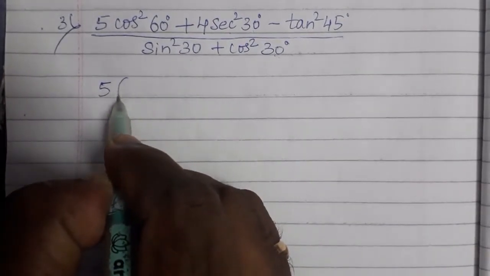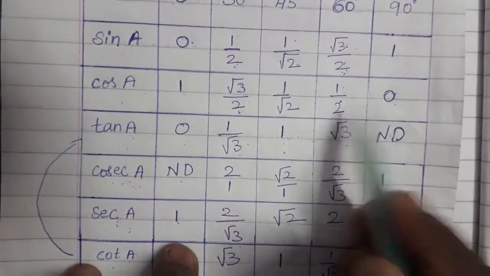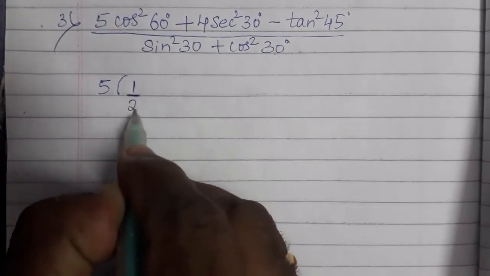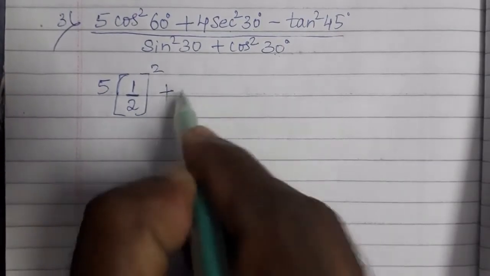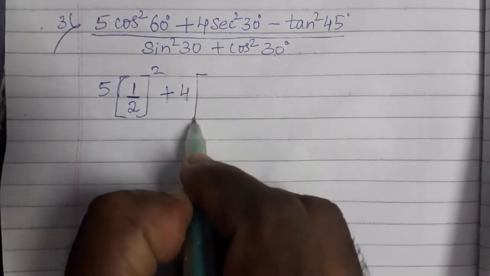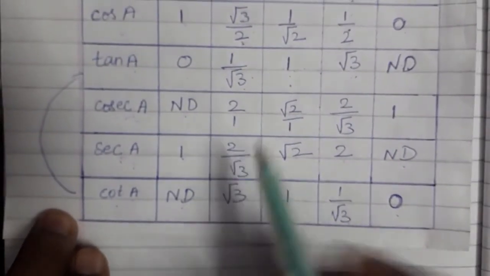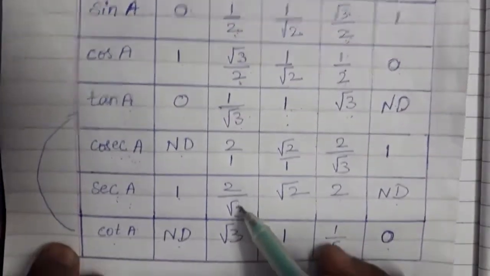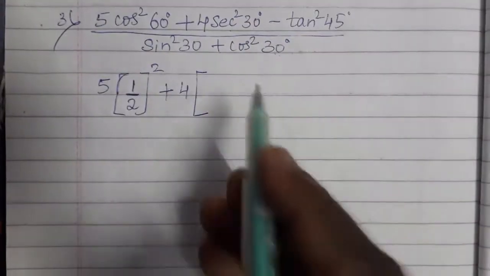into what is cos 60. So you can notice cos 60 is 1 by 2. So 1 by 2 the whole square plus 4 into what is secant 30. You should notice secant 30 is 2 by root 3. 2 by root 3 the whole square minus tan 45.